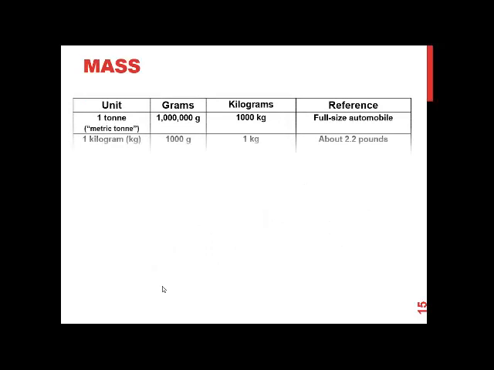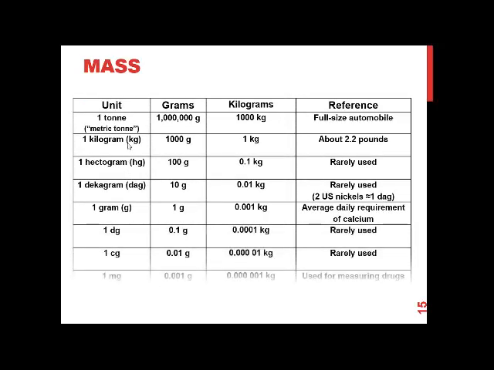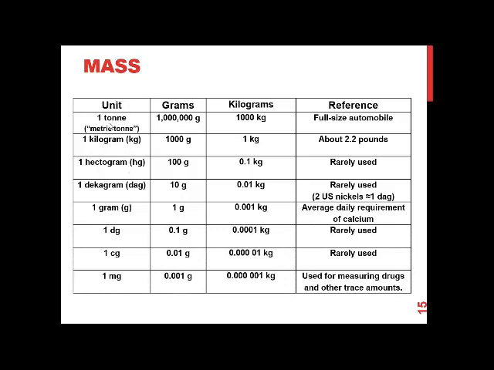Looking at a table, we do have a new unit, the ton, or the metric ton. A ton is 1,000,000 grams, or 1,000 kilograms, and that's about the mass of a full-size automobile. A kilogram is 1,000 grams, which is about 2.2 pounds.